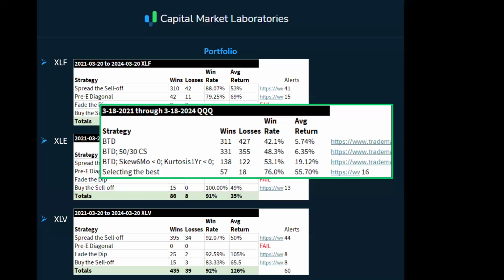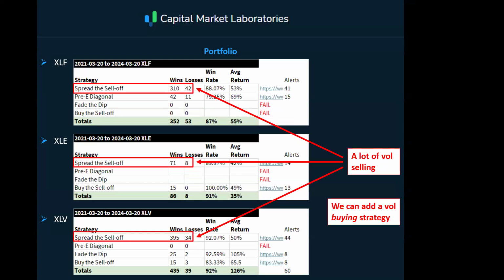I said, well, let's do buy the dip. Let's make it a spread. Let's add AI. What AI? Well, the AI that was working in spread the sell-off. Right. Now I'll select the best, and I've got more alerts. And now that I've done that in the QQQ, now I can do it in financials. Now I can do it in energy. Now I can do it in healthcare. And lo and behold, I'm going to have another 50 alerts or 60 or 70 alerts, which balance this.